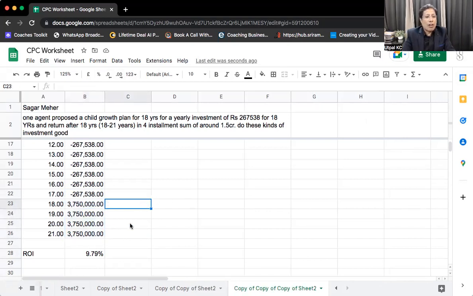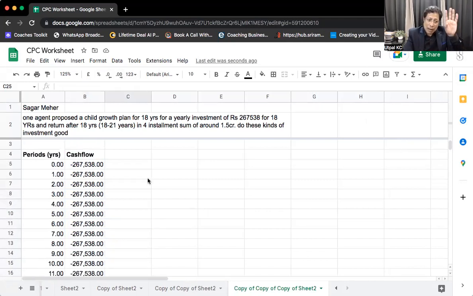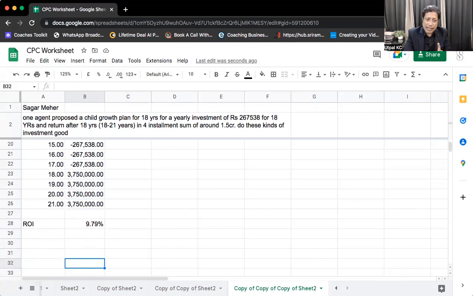Now you please check that entire cash flow. Ask him to give cash flows. That is very necessary. You ask him, please give cash flows starting from 0, starting from today, then every year, what is the cash flow? This is the trick. Then after that, you know how to do that calculation. Okay, so now this is Mr. Sagar Meher.